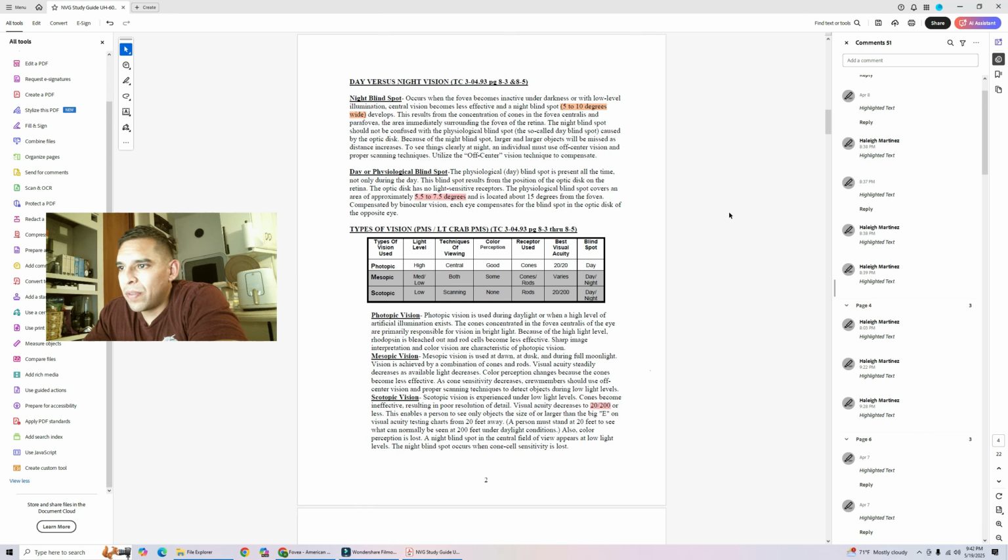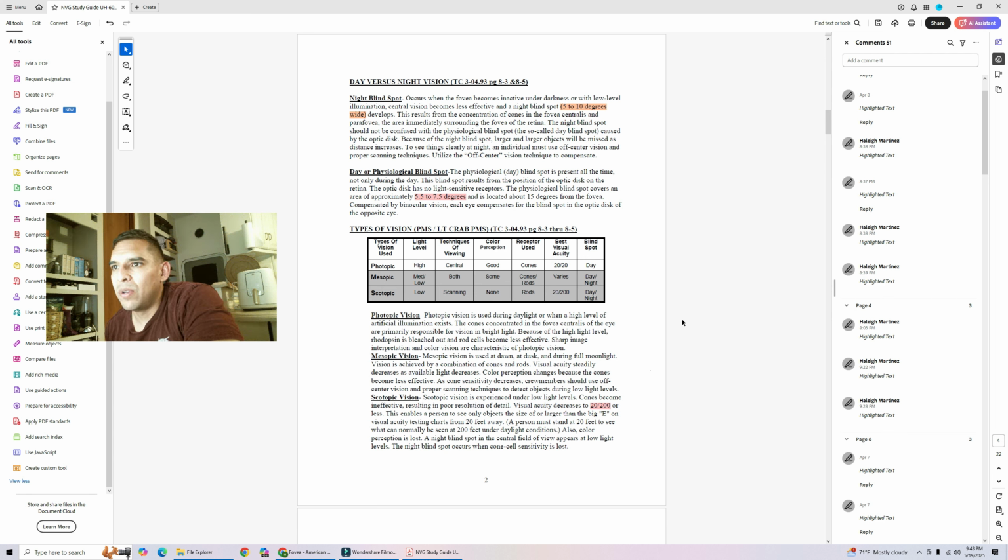Scotopic vision. Scotopic vision is experienced under low light levels. Cones become ineffective, resulting in poor resolution of detail. Visual acuity decreases to 20/200 or less. This enables a person to see only objects the size of or larger than the big E on acuity testing charts from 20 feet away. A person must stand at 20 feet to see what they normally can see at 200 feet under daylight conditions. Also, color perception is lost. A night blind spot in the central field of view appears at low light levels. The night blind spot occurs when cone cell sensitivity is lost.